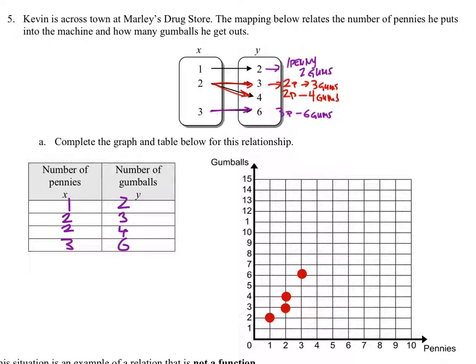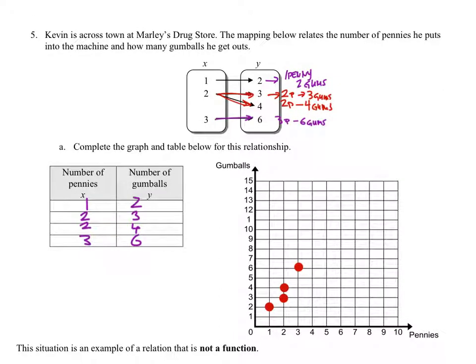Function or no? Some of you guys noticed that with just the mapping. Yes, 2 pennies produced different numbers of gumballs. So we can't predict how many gumballs will come out for 2 pennies. Now we could be close, but we don't know for certain how many would come out there. All right, this is an example of a relationship that is not a function.